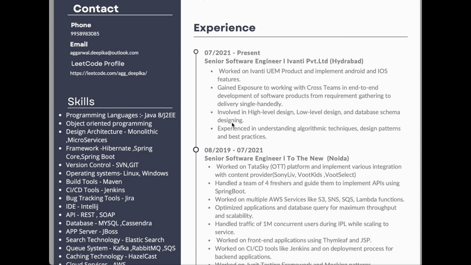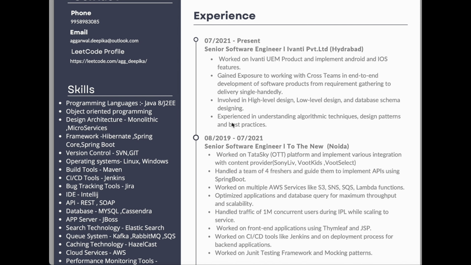Then comes the experience level. If you are an experienced person and have switched multiple times, there might be 4 or 5 or even 10 projects in your resume. It is not always possible to mention all of your projects. So what you can do is mention your experience from the most recent to the least recent one, and mention the projects in which you have played a very major role.